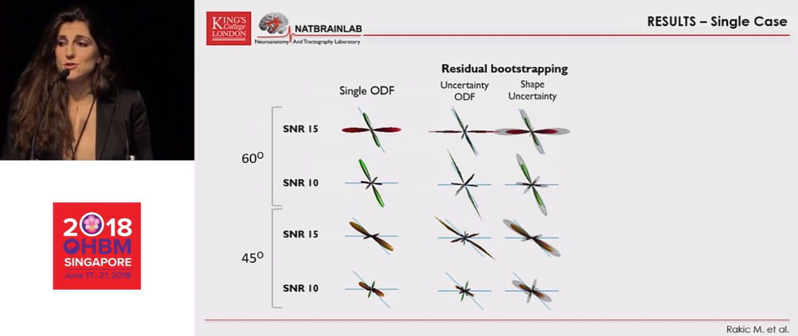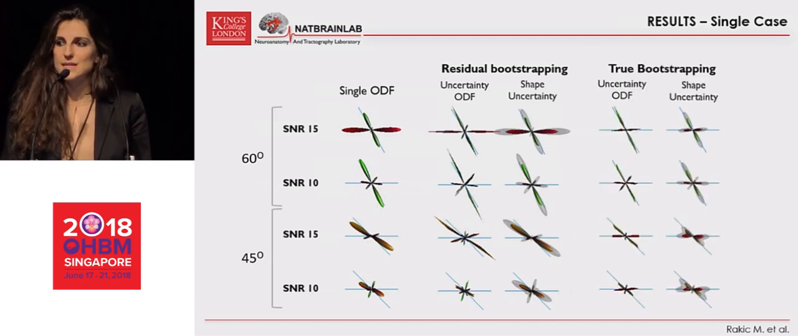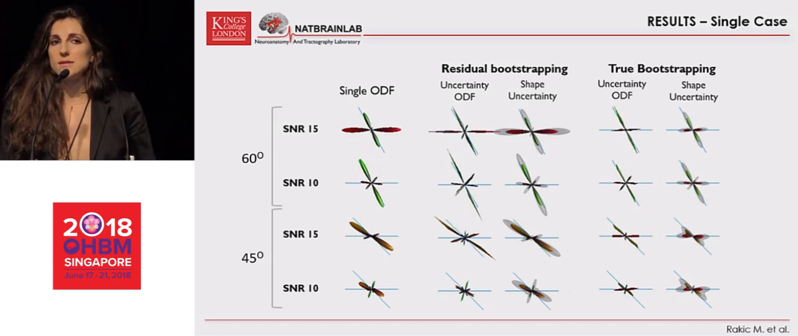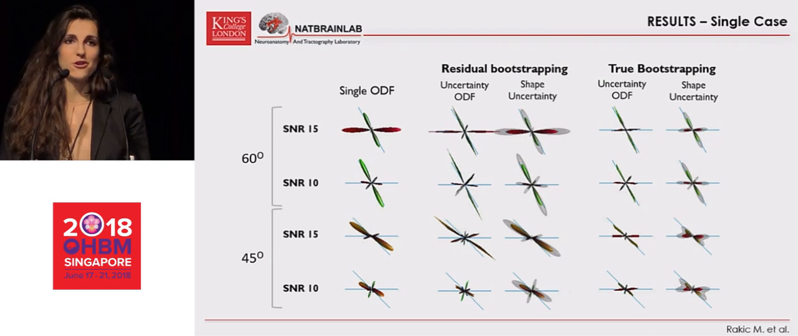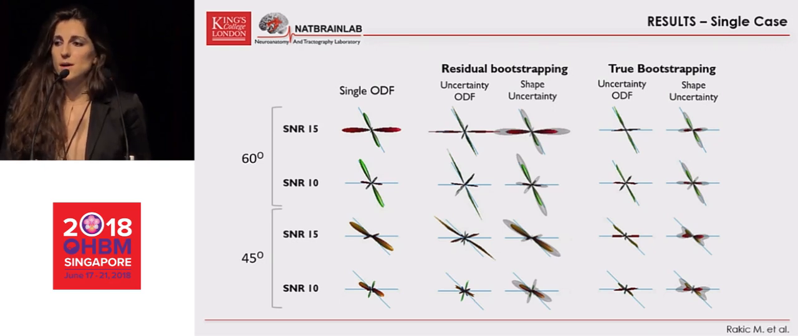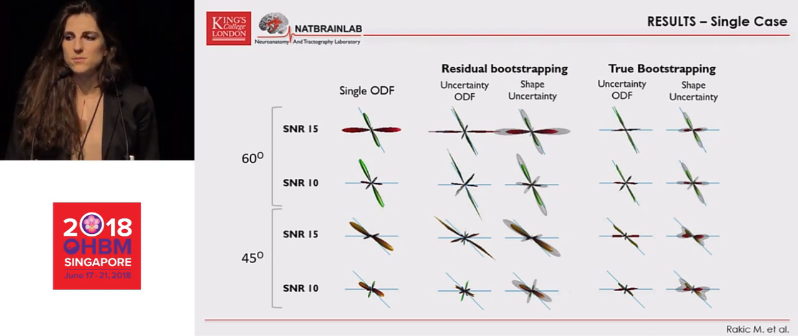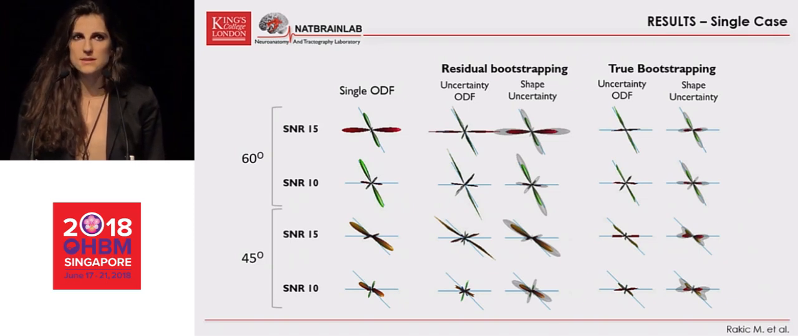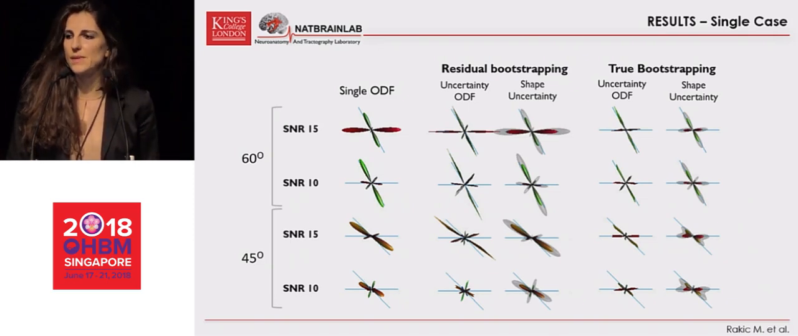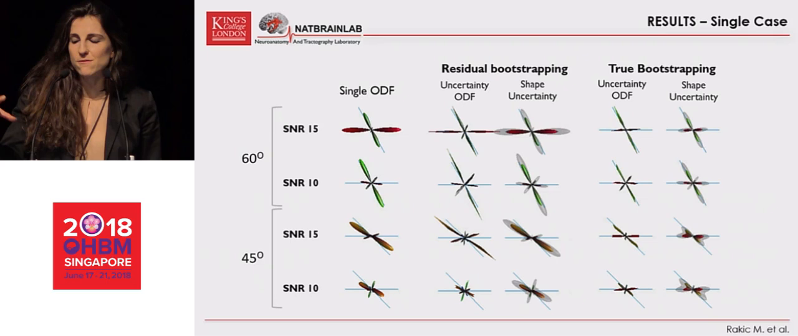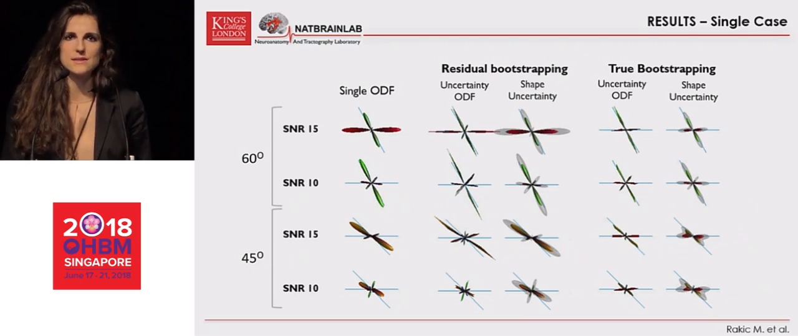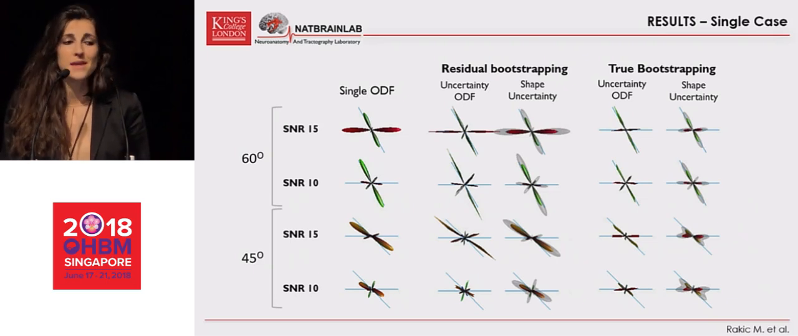Looking then at the true bootstrapping results, we see that the ODFs are actually much better aligned with ground truth. Uncertainty ODF does give a bit more false positives, and shape uncertainty gives sort of a smoother profile and a bit flatter as you move into the low SNR and low angle region.